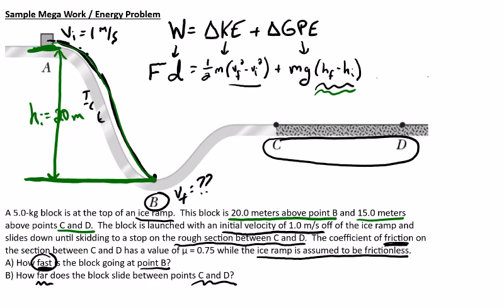So one of the things we often like to do is set some kind of initial position. So if I consider this a height of 0, in other words, this is kind of my low point.